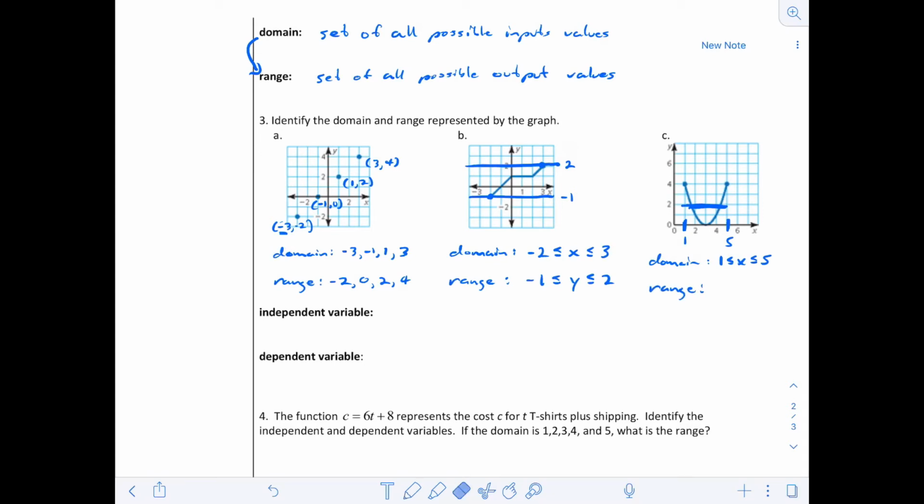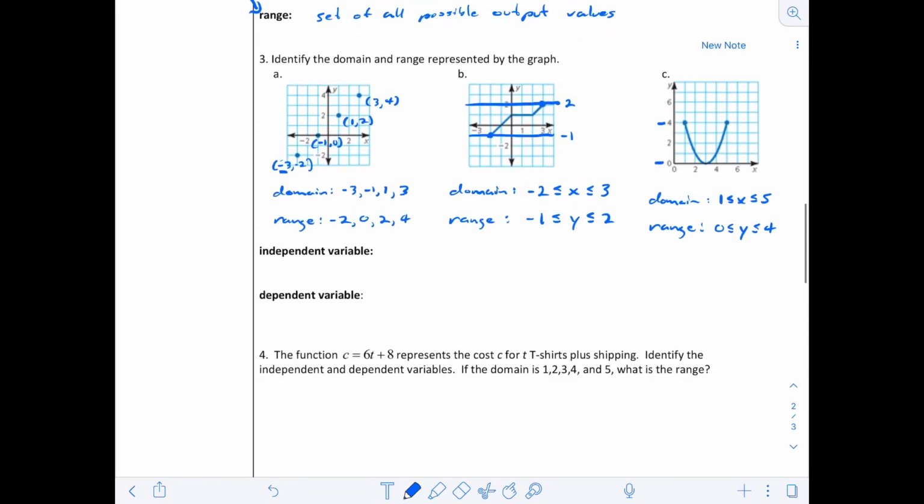And then likewise for range, again, we're talking about the y values. So I want to look at how low and high the graph goes. In this case, the graph goes up to 4 and down to 0. So my range is y greater than or equal to 0, less than or equal to 4.